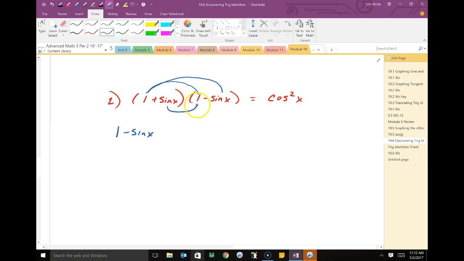I have a positive sine of x times 1, positive sine of x, and I have the sine of x times a negative sine of x. Good, negative sine squared. Now I would combine like terms. What do you notice about the middle two terms? They do cancel. So I have 1 minus sine squared.